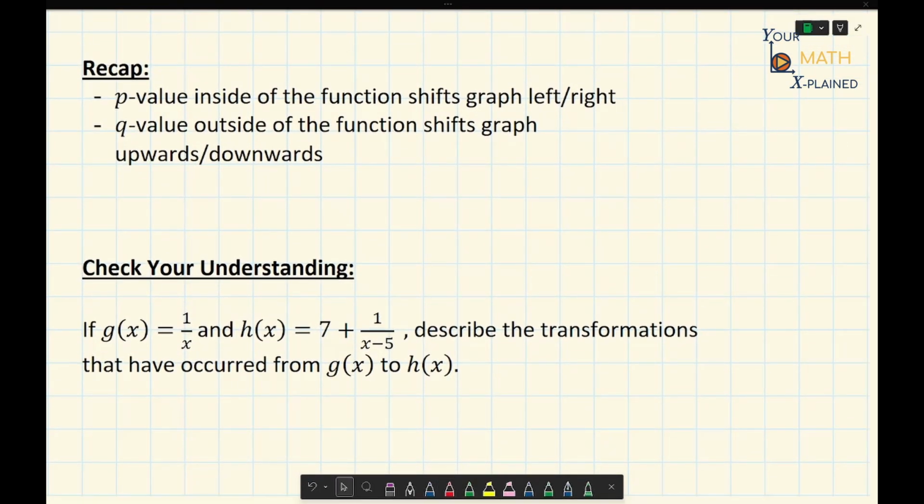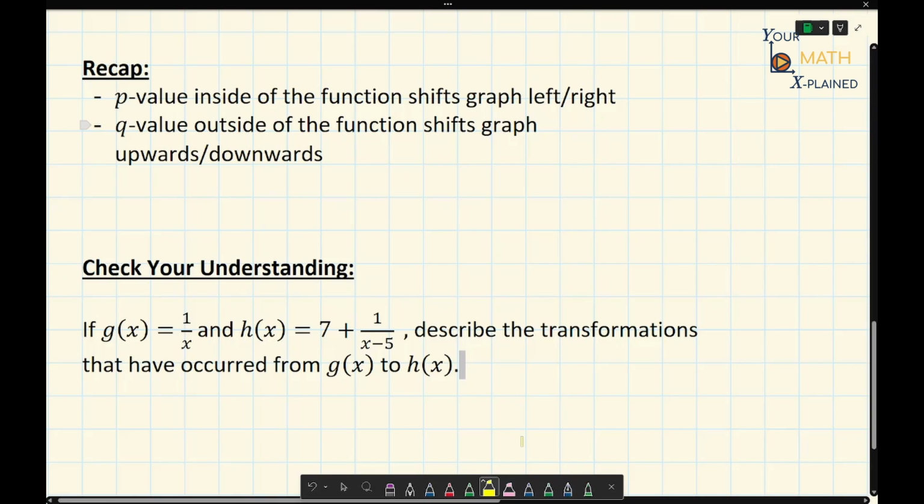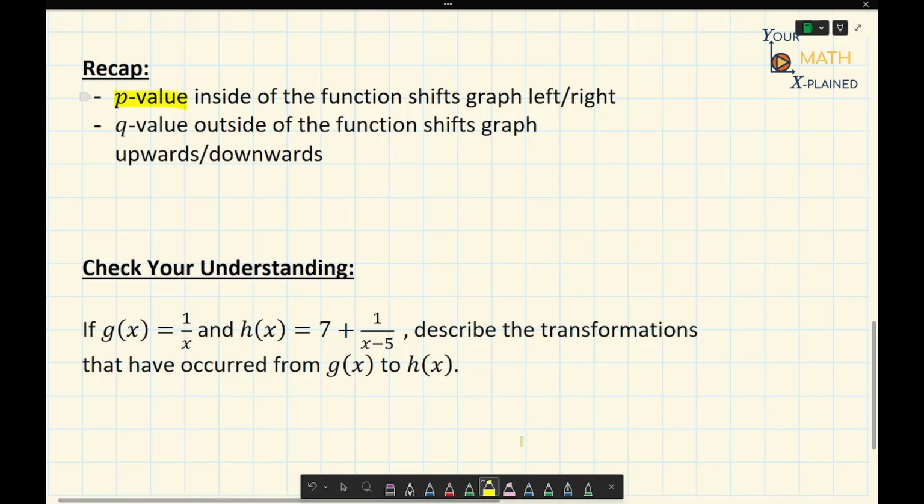So let's recap what we have just learned. The p-value is the value that's inside the function. And what it does is it shifts the graph left and right. And remember, it is the opposite sign. The q-value is a value that is outside the function. And what that does is it shifts the graph up and down. And it's the same sign.